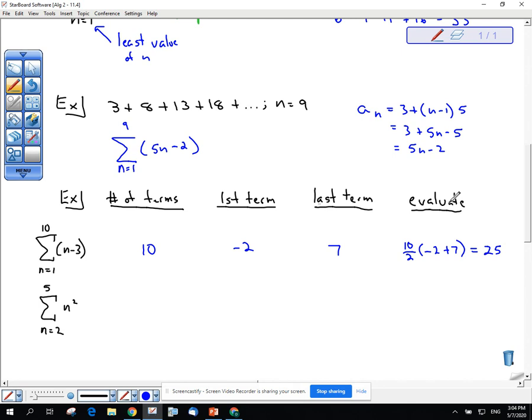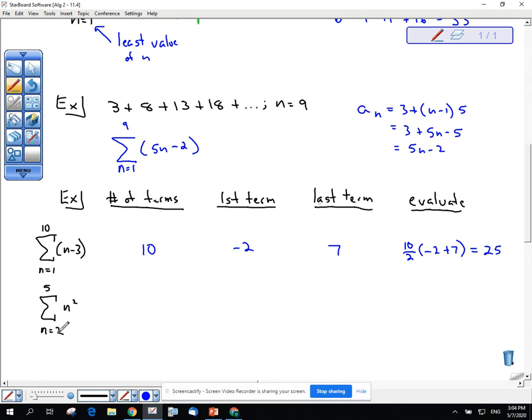Okay, lastly, and pay attention to this last one. Don't check out. I know the video's gone a little long today, but this is the last one. You need to hear this. n equals 2 to 5. This does not have to be 1 on the bottom. It often is. It does not have to be. This does not mean that there is no first term. It just means that we're not including it in the sum.